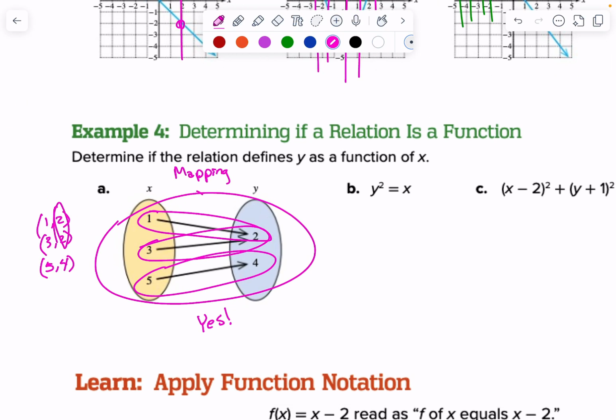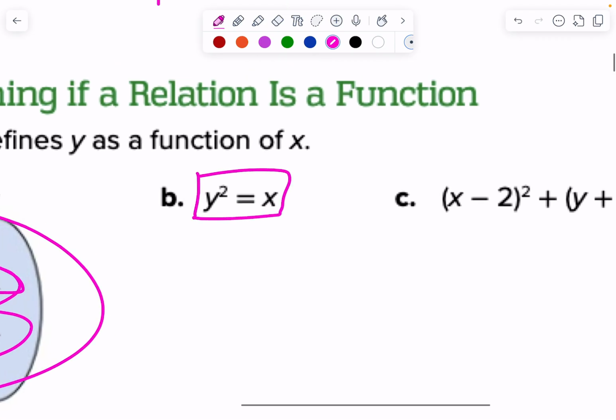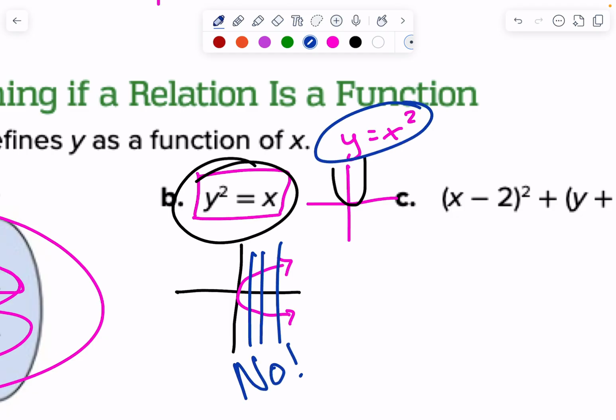Now B, you really kind of have to know what this parent function looks like. You should know what y equals x squared looks like, and I think most of you know what this one looks like also. Y equals x squared is a parabola that looks like this. X equals y squared is a parabola that looks like this. If you didn't know that, you could plot some points. But x equals y squared is turned on its side, therefore it does not pass the vertical line test. So no, this is not a function. Y equals x squared, yes, because it will pass the vertical line test. But x equals y squared, no.